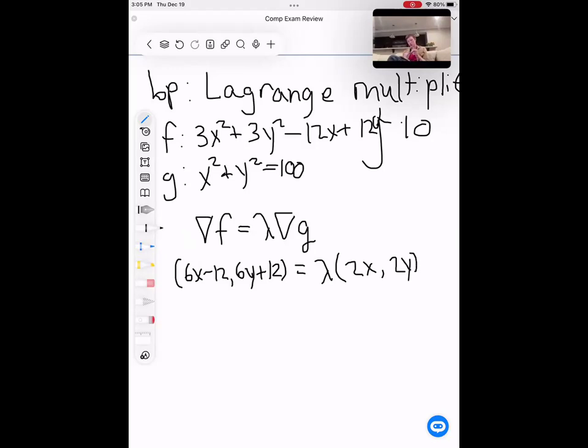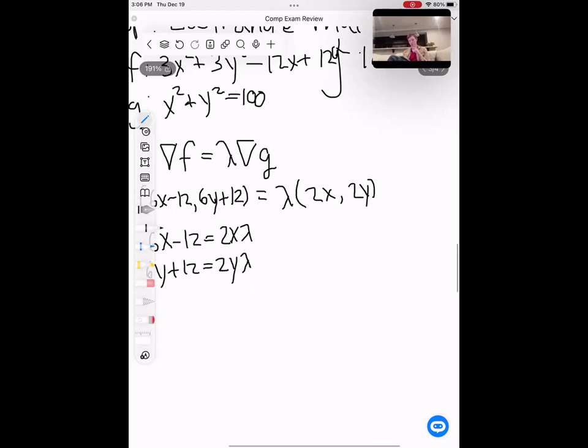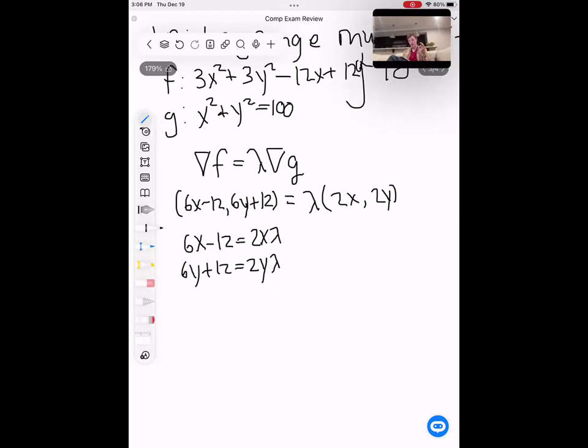So now we're going to equate the components of the vector to get that 6x minus 12 is equal to 2x times lambda, and 6y plus 12 is equal to 2y times lambda. So this next step is a little bit tricky, but we're going to have to solve for all values of x, y that satisfy this, where lambda is a constant. The way that I would go about doing this is by solving both of these equations for lambda and setting them equal to each other. So that's precisely what we're going to do.